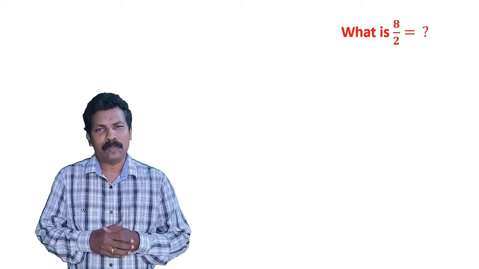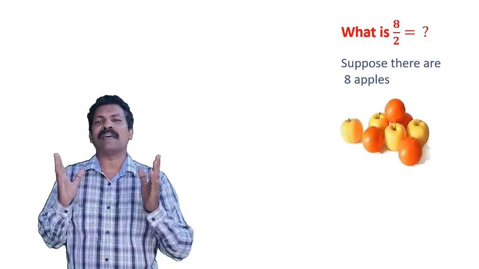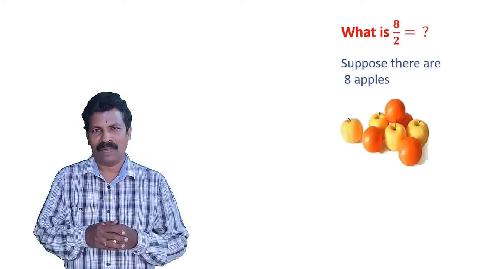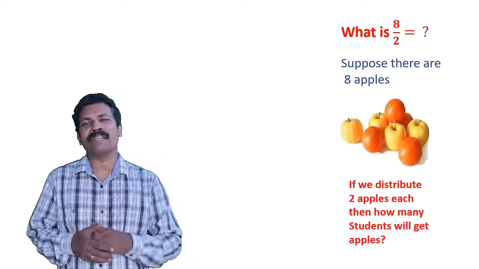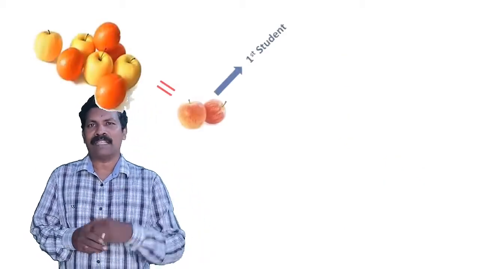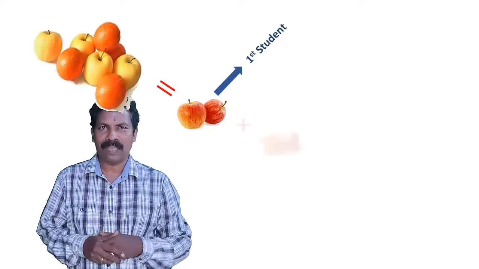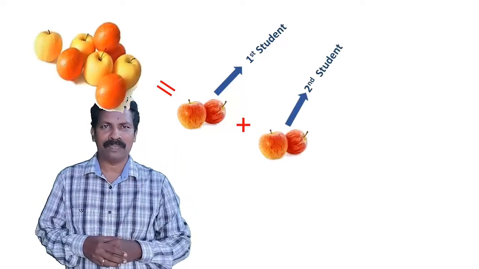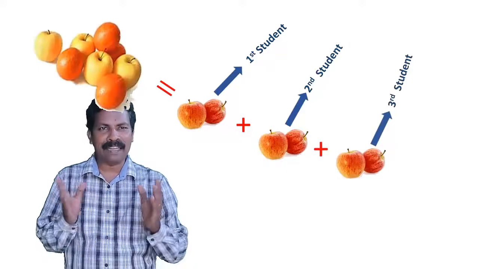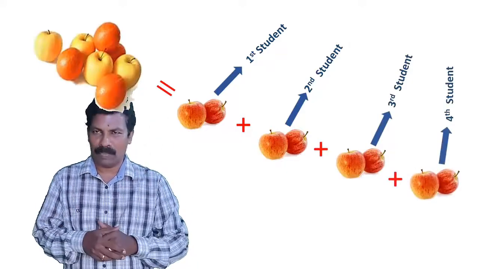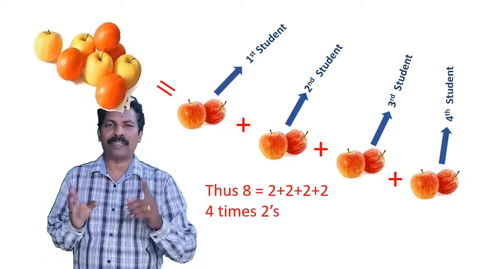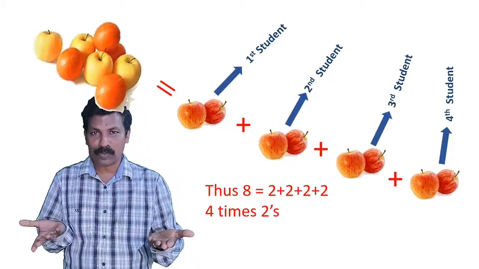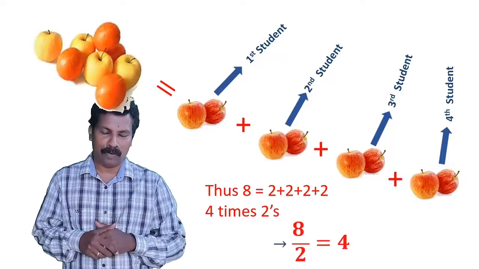What is 8 by 2? Suppose there are 8 apples. If we distribute 2 apples each, then how many students will get apples? Let us see. We have 8 apples. The first student is getting 2 apples. The second student is getting 2 apples. The third student is getting 2 apples. And finally, the fourth student is getting 2 apples. That is, 8 is equal to 2 plus 2 plus 2 plus 2, 4 times 2. Therefore, 8 by 2 is equal to 4.